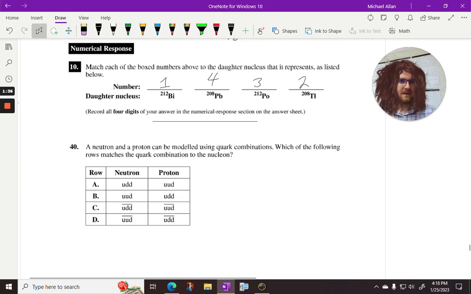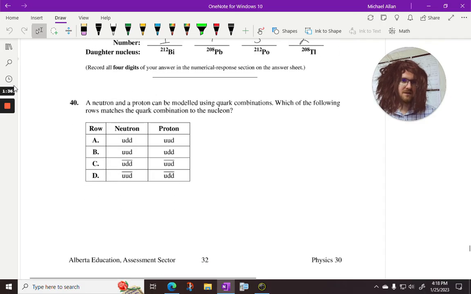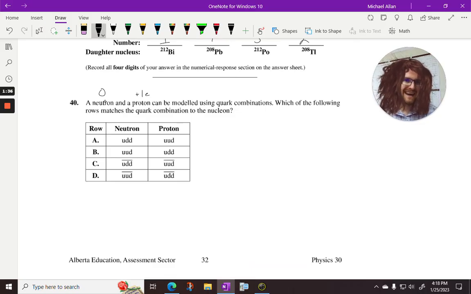Okay. A neutron and a proton can be modeled by using quarks. So remember that a neutron has a charge of 0, proton has a charge of 1 elementary charge. So this got to work out. It doesn't say anything about anti stuff here, so I'm just going to cross off C and D because they're dealing with antiparticles. That's what the lines on the top mean. Antimatter. And same thing with this bottom one. Okay. So we just got to make sure it works.